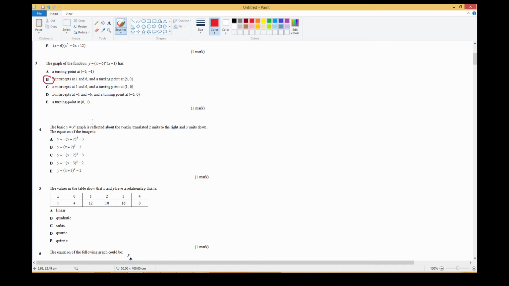Okay, having a look at question 4 here. It says the basic y equals x cubed graph is reflected about the x-axis, translated 2 units to the right and 3 units down. The equation of the image is, right, so right now if we have our graph, y equals x cubed, then it's an inflection type graph. It'll go like that. It has to be like the gradient has to be 0 here.